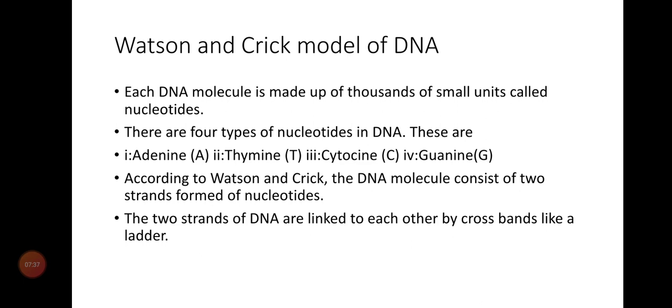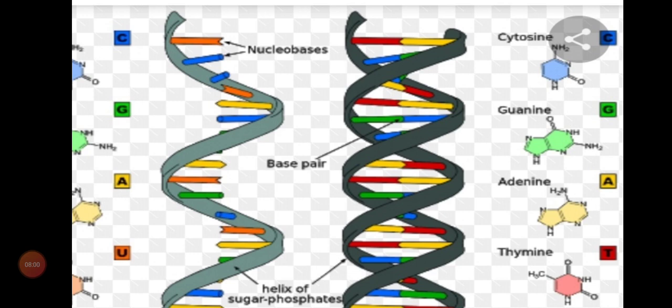Each DNA molecule is made up of thousands of small units called nucleotides. There are 4 types of nucleotides in DNA. These are adenine nucleotide, thymine nucleotide, cytosine nucleotide, and guanine nucleotide. According to Watson and Crick, the DNA molecule consists of 2 strands formed of nucleotides.